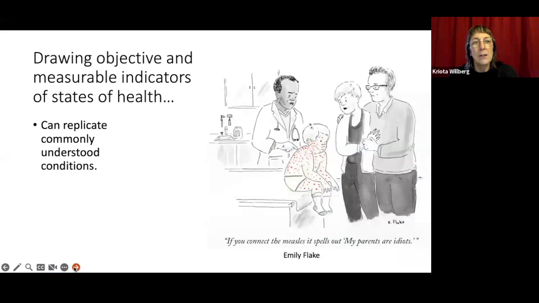And when we're drawing, we can also replicate commonly understood conditions. This is a gag cartoon by Emily Flake. I think it was in the New Yorker magazine. Here the physician is saying, if you connect the measles, it spells out my parents are idiots. Okay, that's a vaxxer or not a vaxxer gag. We're not going to worry about that, but I actually picked this because Emily has very well drawn those measles, and we can look at it and understand what it is right away.